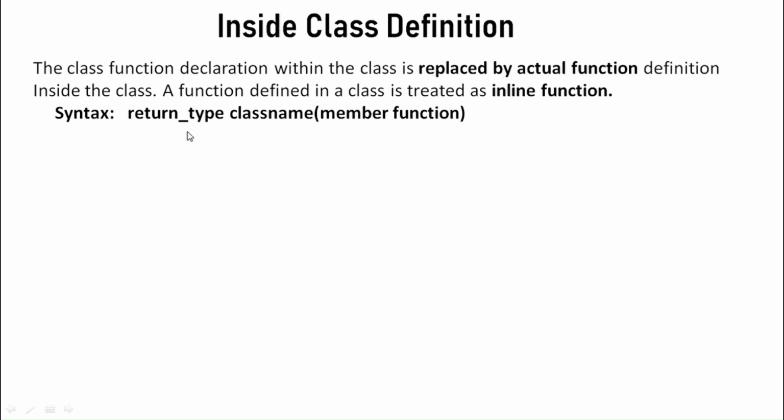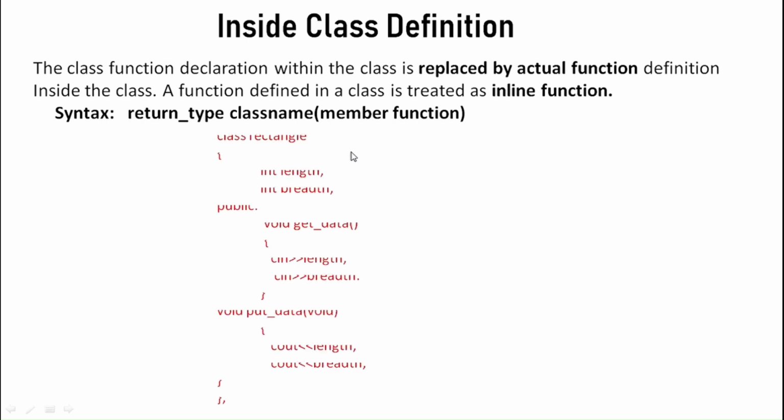The syntax says, first we will type the return type, and we'll give the class name, and we will have some member functions. Now let's understand this with the help of an example. Here we have a class and the name of the class is Rectangle. I have two data members, int length and int breadth, and they are private. How? Because I have not mentioned any access specifier. Then how is it private?